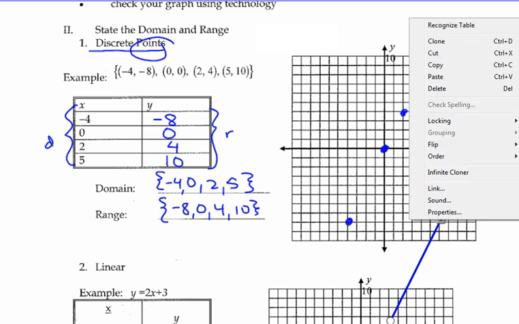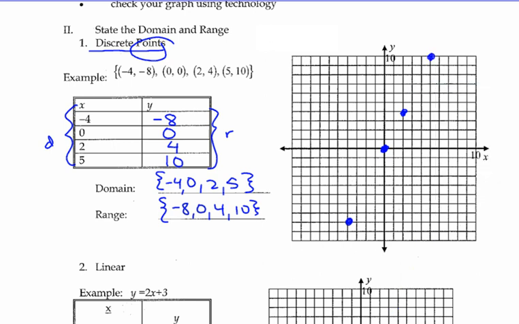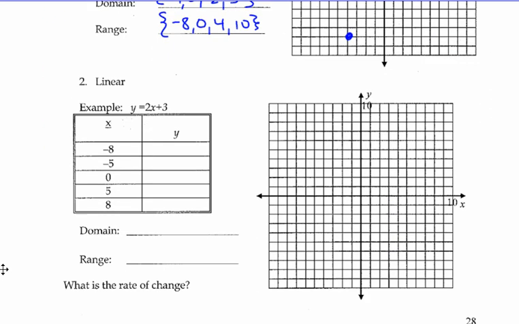The next question is a linear equation. Now, how do we know it's linear? Do you see the equation right here? Y equals 2x plus 3. Because it has degree 1. The x and y are to the power of 1. So how did we solve these before? How did we graph equations?